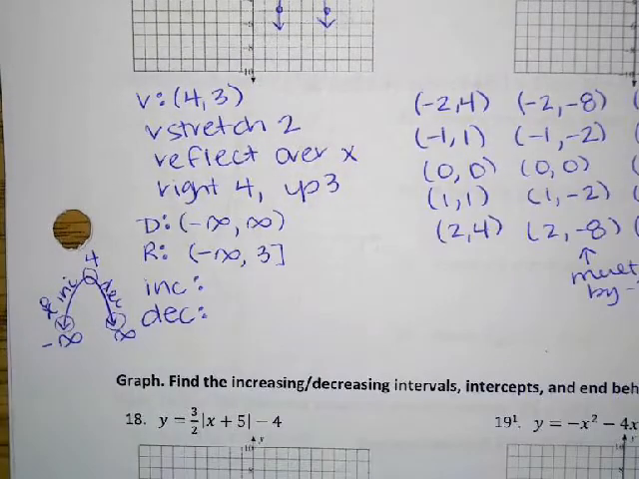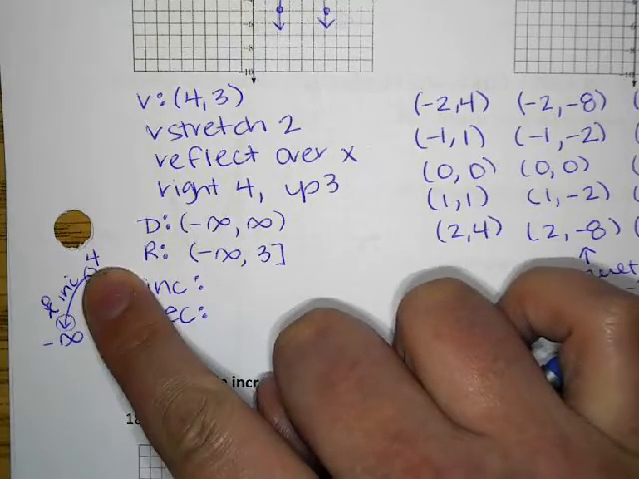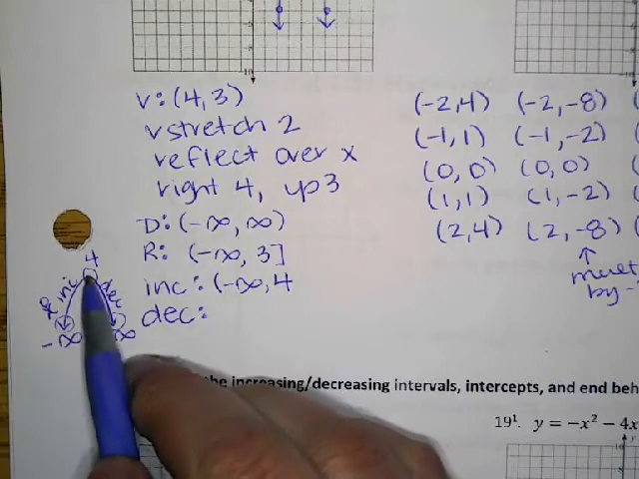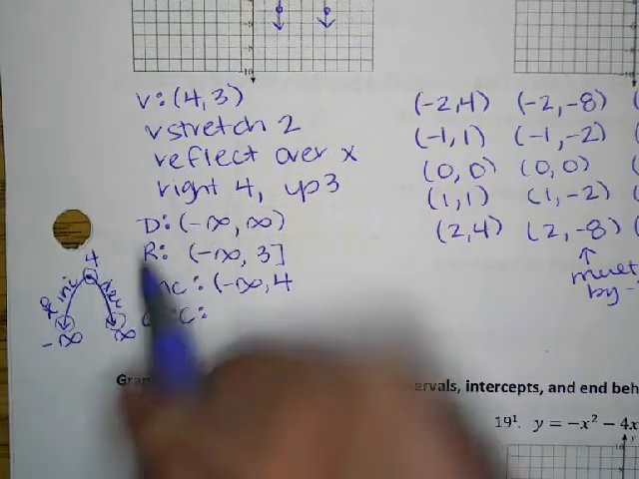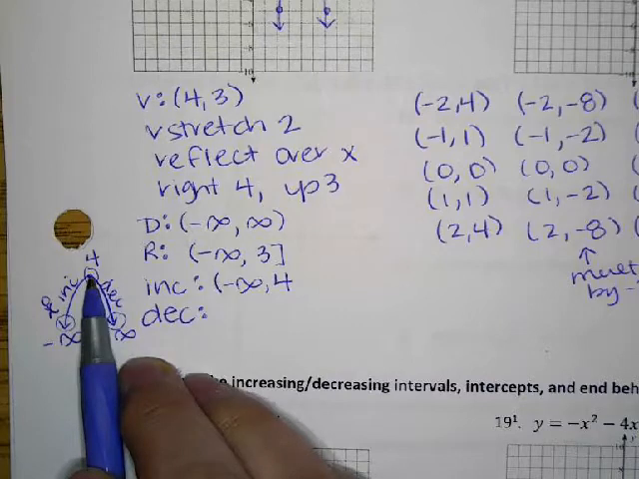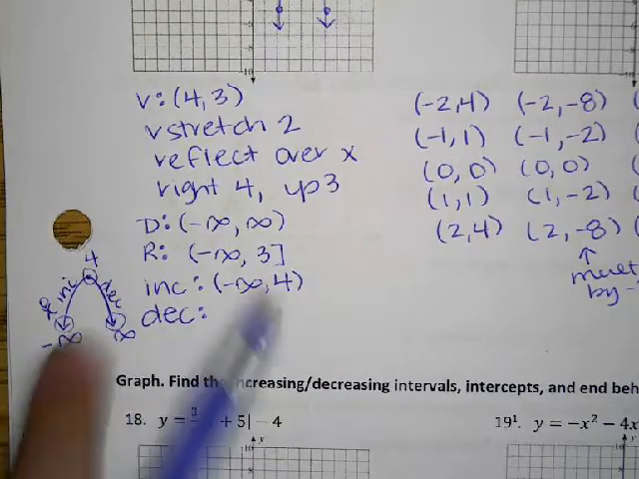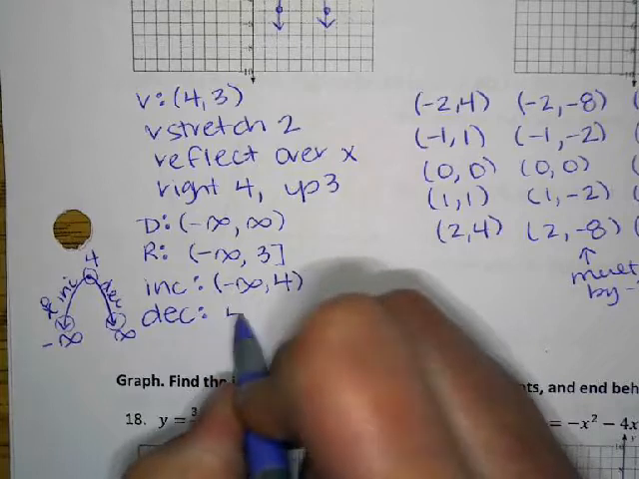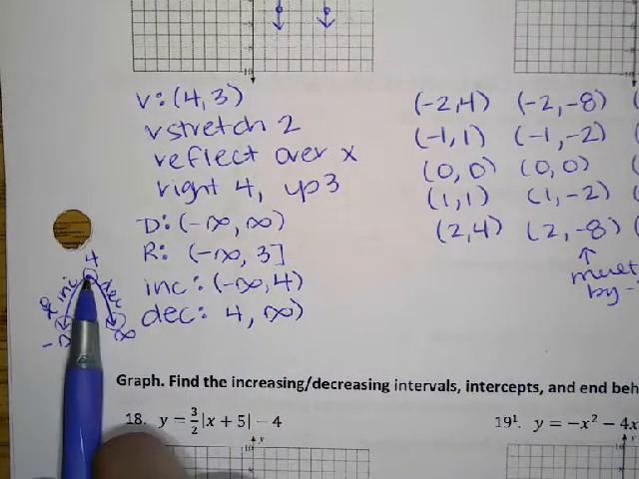For the increasing interval, we're going to say negative infinity to 4. And at 4, do we put a bracket or a parenthesis? Bracket. At that moment in time when the stick figure's standing there, is he walking uphill? No. So parenthesis, because we don't include it. And then for decreasing, what should we put? 4 to infinity, because we have to go from smaller to bigger. And at 4, bracket or parenthesis? Bracket, because it's included. Now if he stands there, is he actively going downhill? No, he's standing at the top. Parenthesis.